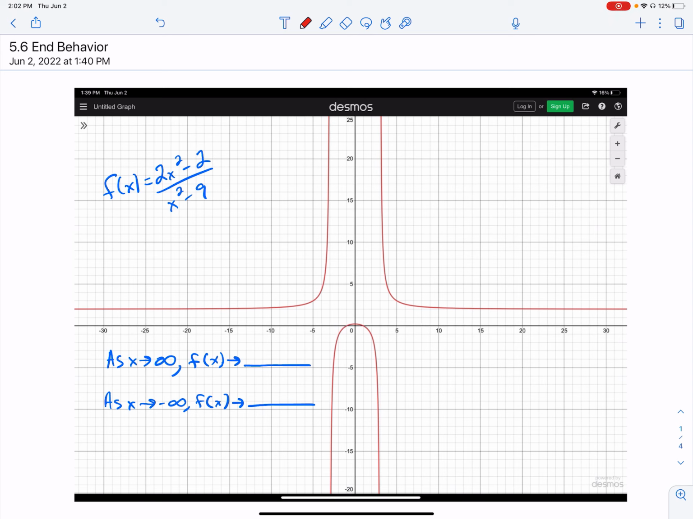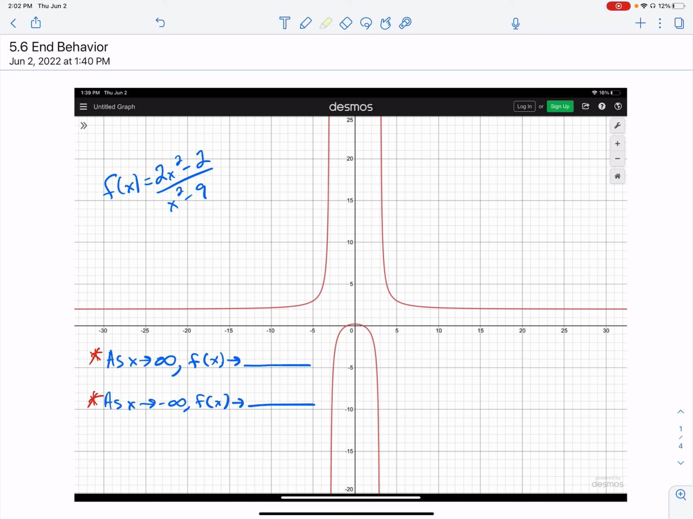Hello students. In this video I'm going to talk about the end behavior of a rational function. This is something that I didn't cover in the other rational function video. But there were these statements here in the notes, and so I want to explain what these mean. So we have the graph of a rational function. This is f of x equals 2x squared minus 2 divided by x squared minus 9.